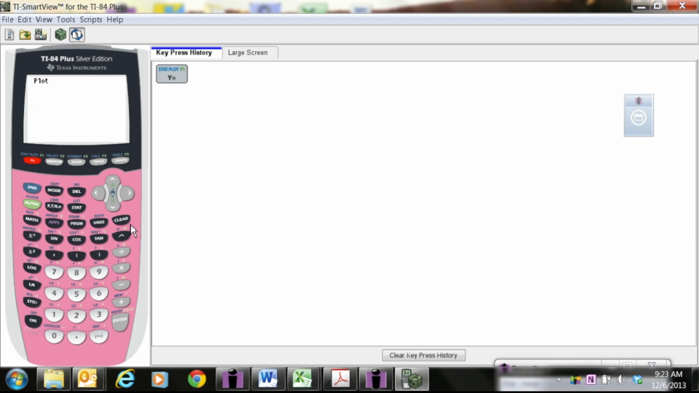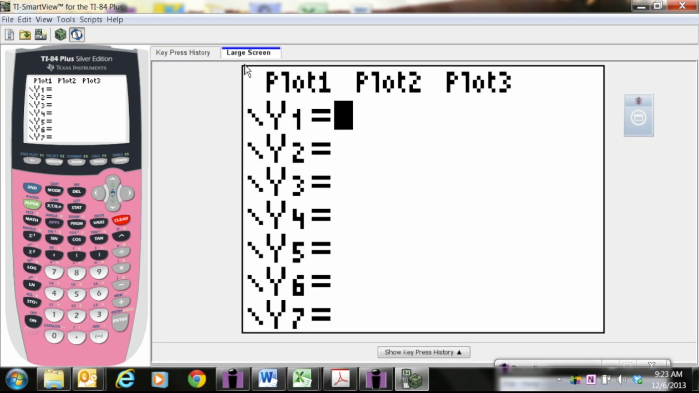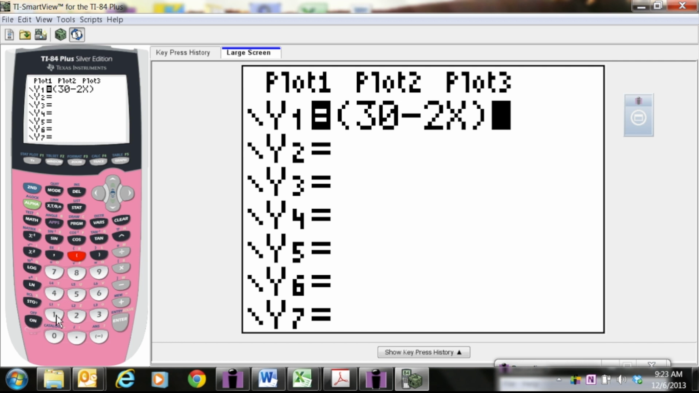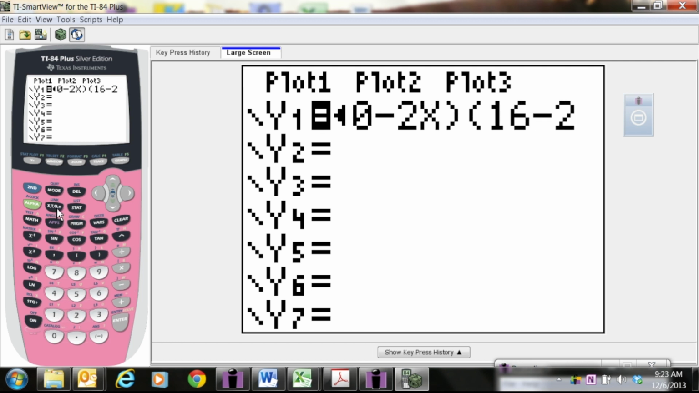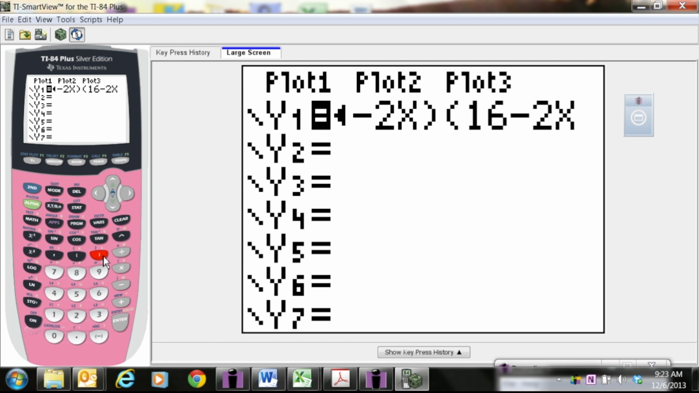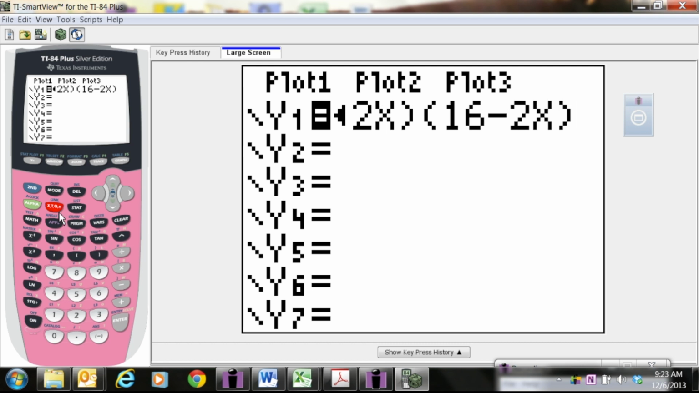All right. Let me get this on large screen so you can see better. So it was 30 minus 2x and 16 minus 2x times x. All right. So this is the thing that we're trying to maximize or minimize.